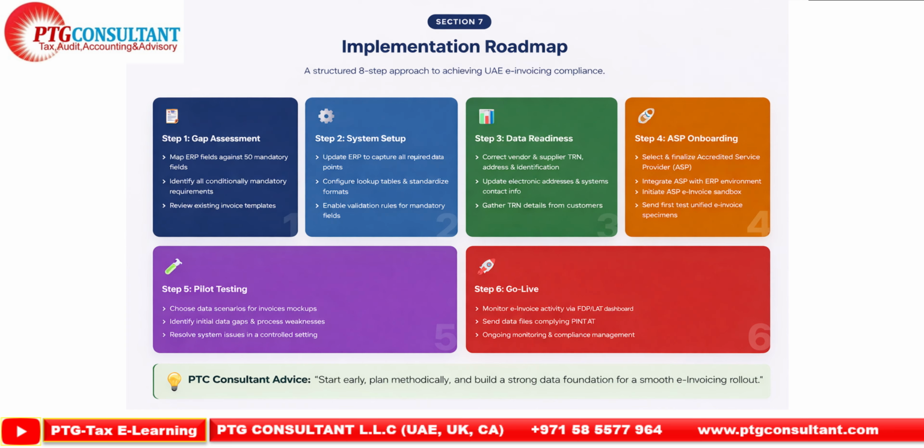Step 4 is ASP onboarding. Select and finalize your accredited service provider. Integrate the ASP with your ERP environment, and test end-to-end invoice generation workflows. Step 5 is pilot testing. Choose one business unit or invoice scenario. Identify hidden data gaps and process weaknesses, and resolve system issues in a controlled setting.